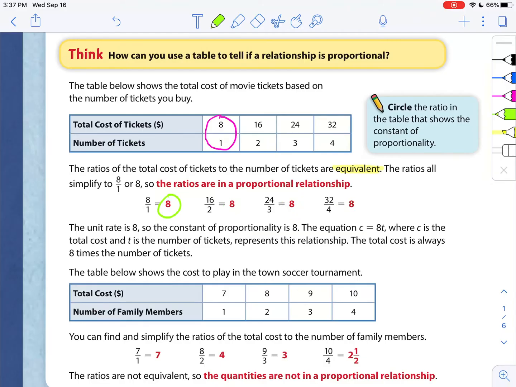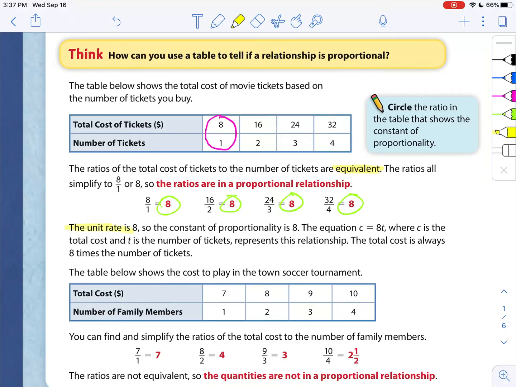Remember, when we simplify these, we're simplifying them just like we do fractions. 8/1, or 8 divided by 1, is 8. 16 divided by 2 is 8. 24 divided by 3 is 8. 32 divided by 4 is 8. Or, if it doesn't divide evenly, when you simplify that ratio all the way down, it should equal the same thing throughout.